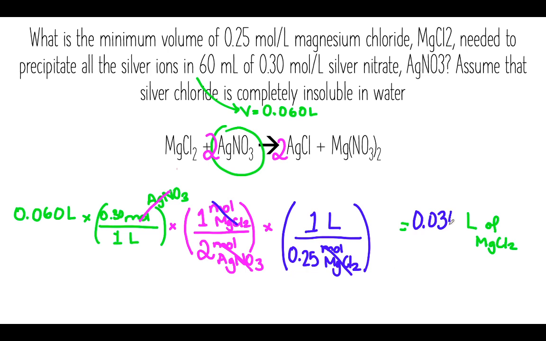0.036. And to confirm, this has 2 significant digits. But I know that my question, this number, so 60, has 1 significant digit. So if I were to write this as my final answer, I'm going to get 0.04 liters of MgCl2. And that is how you do a question like that.